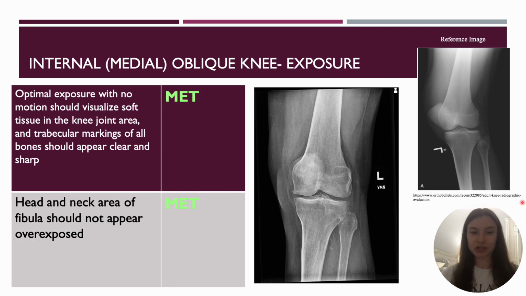Next we have exposure. So the first criteria is optimal exposure with no motion should visualize soft tissue in the knee joint area, and trabecular markings of all bones should appear clear and sharp. I did say met for this one because the bones do appear clear and sharp, and no soft tissue is visualized in that joint space. And then the next criteria is head and neck area of the fibula should not appear overexposed. I also said met for this one because if you look at that area here of the fibula, it does not appear overexposed.